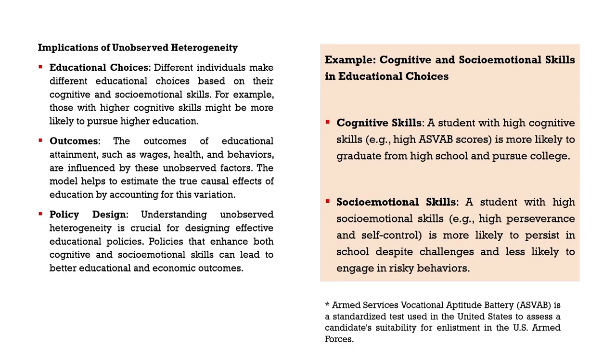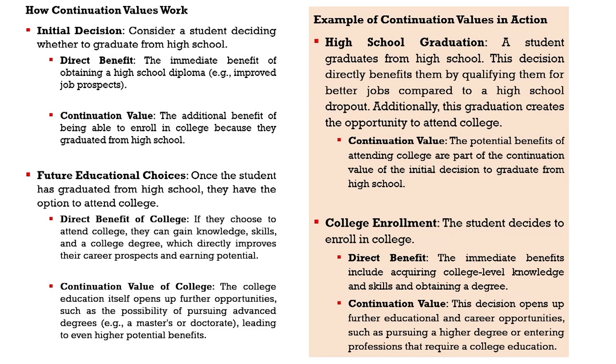In terms of policy design, understanding unobserved heterogeneity is crucial for designing effective educational policies. Policies that enhance both cognitive and socio-emotional skills can lead to better education and economic outcomes. Now, just to give an illustration, a student with high cognitive skills is more likely to graduate from high school and pursue college. Example, a student with very high test scores is more likely to graduate from high school and pursue college. Similarly, a student with high socio-emotional skills is more likely to persist in school despite challenges and less likely to engage in risky behaviors.